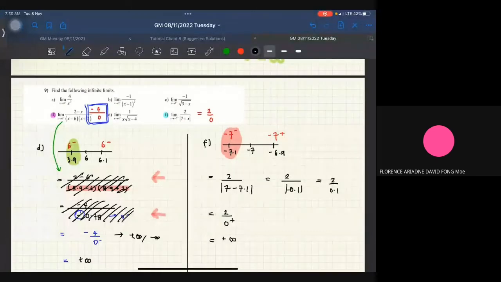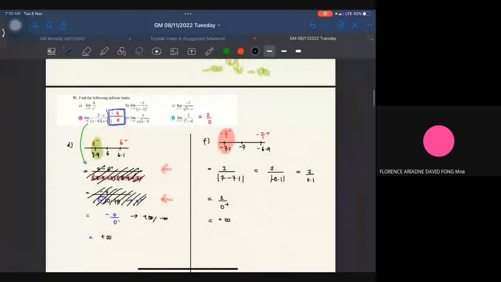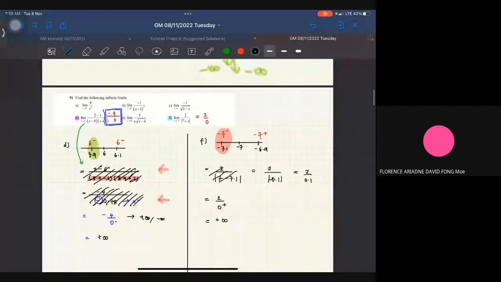Okay, so jawapan awak adalah positive infinity juga. Okay, and then you need to remember to cancel out this line. Awak kena buang semua line ni. Okay, just padam je nanti. Cancelkan sahaja. Okay, so the only accepted line of answer is these two sahaja. Selain daripada itu kita tak terima.